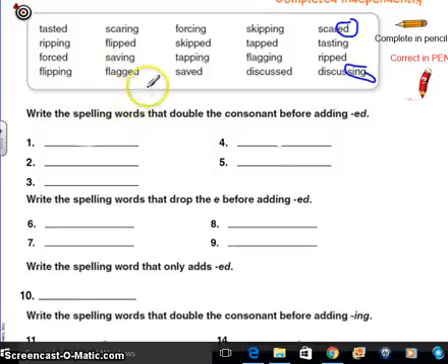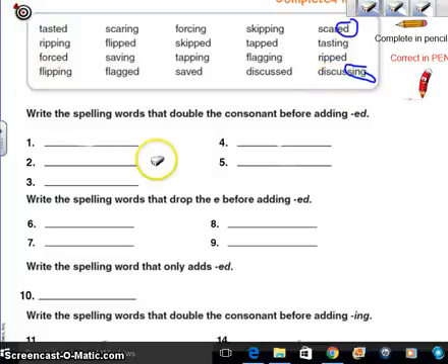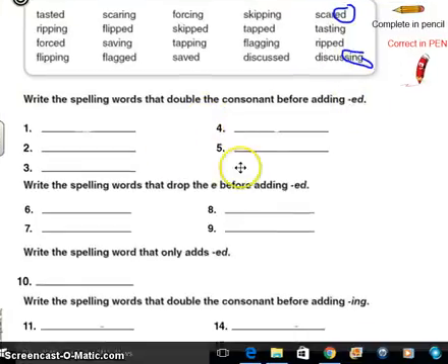Okay? All right, so here's what I want you to do. It says write the spelling word that has a double consonant before adding ed. So what you're going to do then is just make sure that you have the correct words.